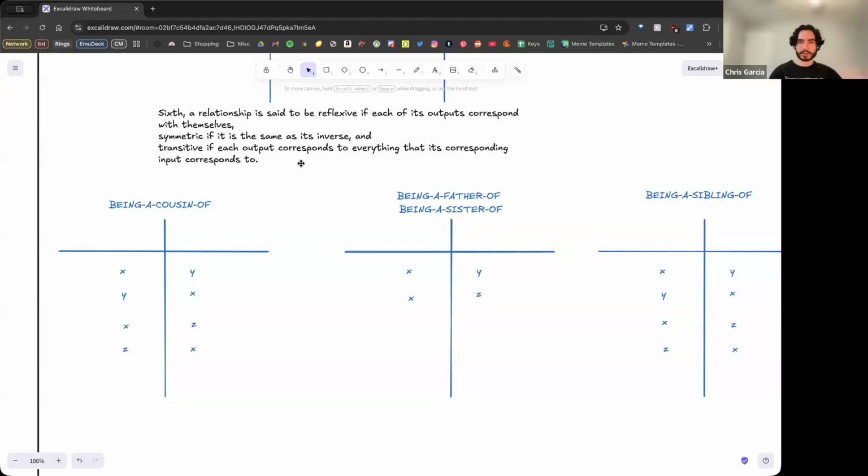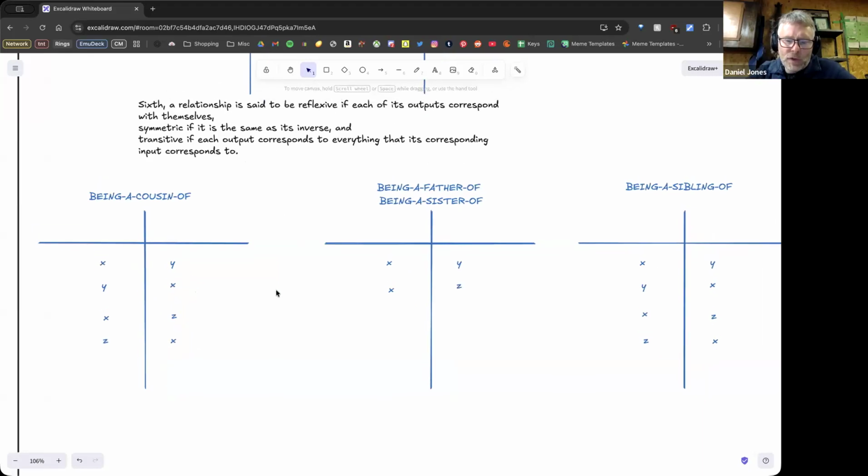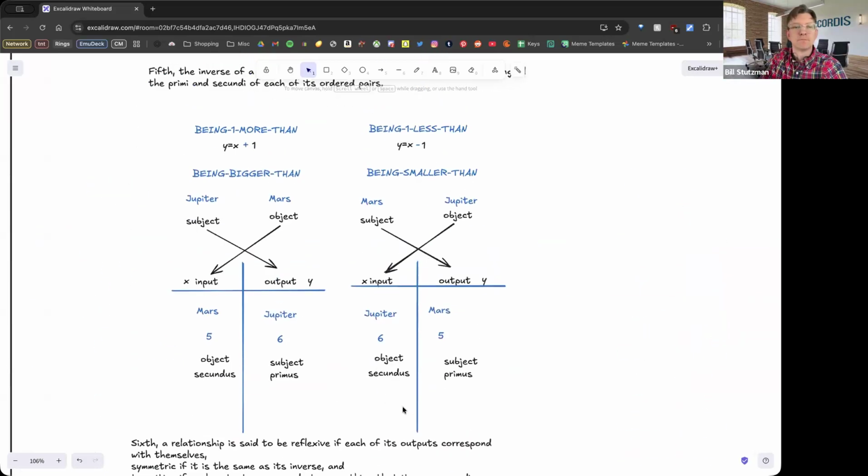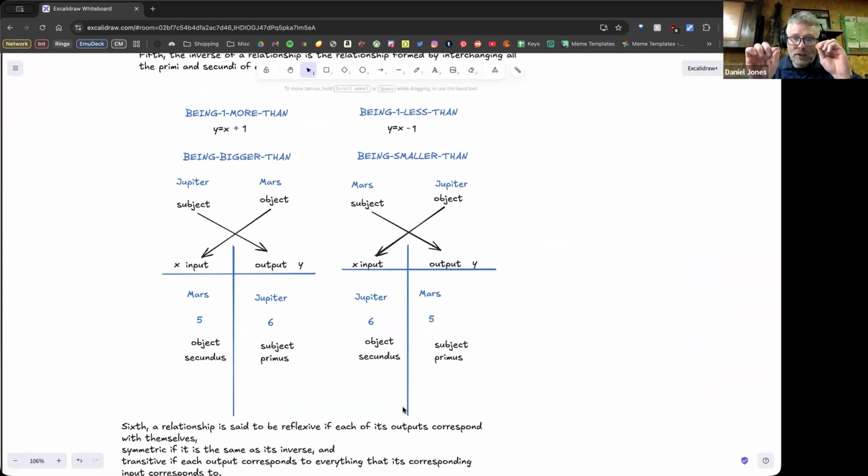Okay. How do we feel about this section? That was fun, but I think I need more clarity still on what precisely we talked about with transitive. I just want to look at it really quickly. Transitive, if each output corresponds to everything that its corresponding input corresponds to. Symmetric is I think the simplest to understand because it's like a mirror. It goes both ways. For that definition, the first thing you should do is when you see the word output, think of the premise, right? So the premise is related to everything that its corresponding second is related to.